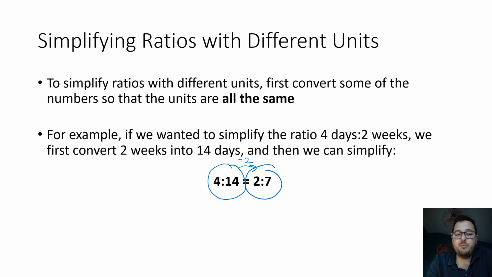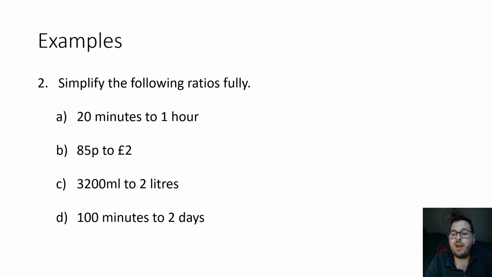Okay, so here's a few more to have a go at. Feel free to pause the video and try yourself. Otherwise, we'll do it together. Okay, so first up, we've got 20 minutes to 1 hour. Well, how many minutes are in an hour? It's 60. So this is the same as 20 to 60. And then I can divide by 20 to get straight there. 20 divided by 20 is 1, and 60 divided by 20 is 3. So that is 1 to 3.